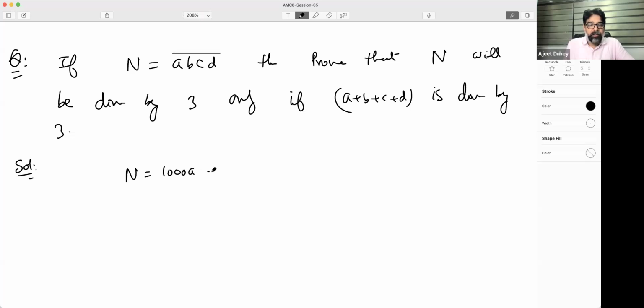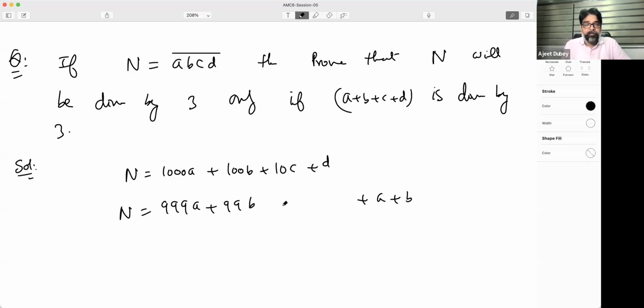1000 A plus 100 B plus 10 C plus D. I have to check divisibility with 3. So whatever is a multiple of 3, you keep it separate. So 1000 A, I can write 999 A plus A. 100 B, I can write 99 B plus B. 10 C, we can write 9 C plus C. And D is already there.